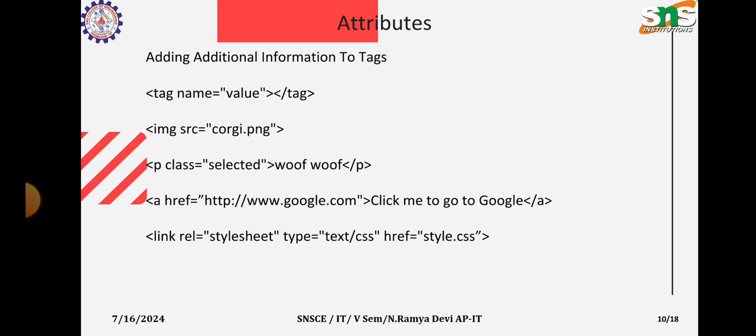And next is the attributes. Additional information to the HTML elements is called an attribute, which has a name and then a value. For example, img src equals corgi.png: img is the HTML element, src is the attribute name and corgi.png is the attribute value for that name. So next is p class equals selected, where class is your attribute name and selected is your value. And href: A is an HTML element used for hyperlinks. Href is the attribute name, which gives the value of the hyperlink to be clicked.